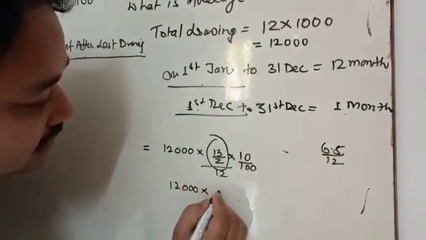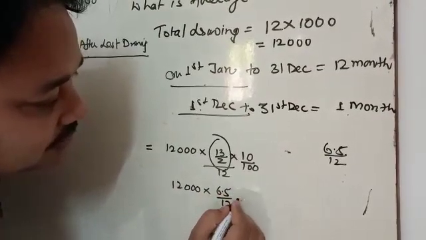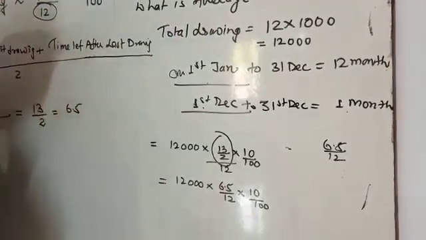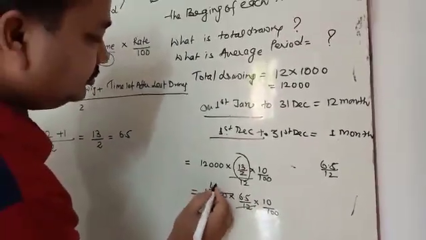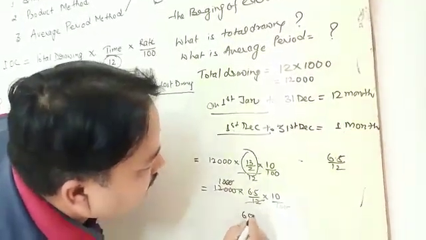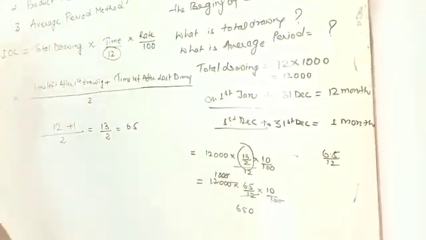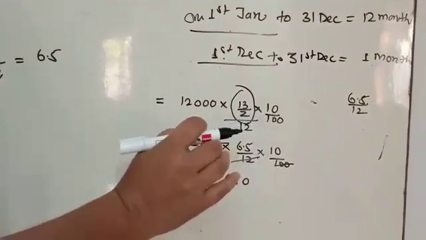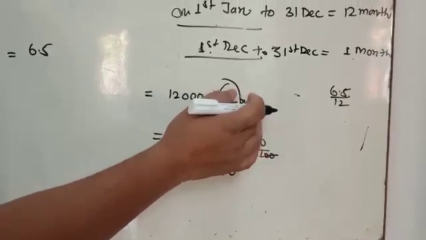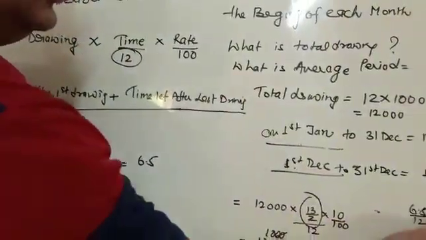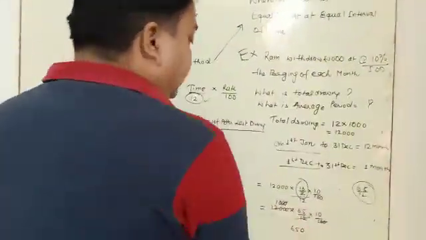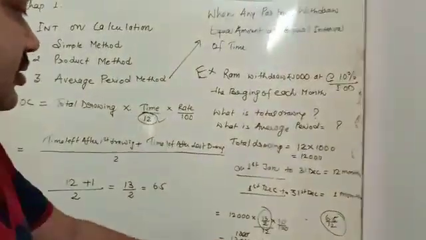12,000 multiply 6.5 upon 12, multiply 10 by 100. Whatever the calculation comes, ₹650. Okay. My dear student, you just remember 13 by 2 upon 12. That is, time is equal to 6.5 divided by 12. You just calculate. It means interest on drawing is this.